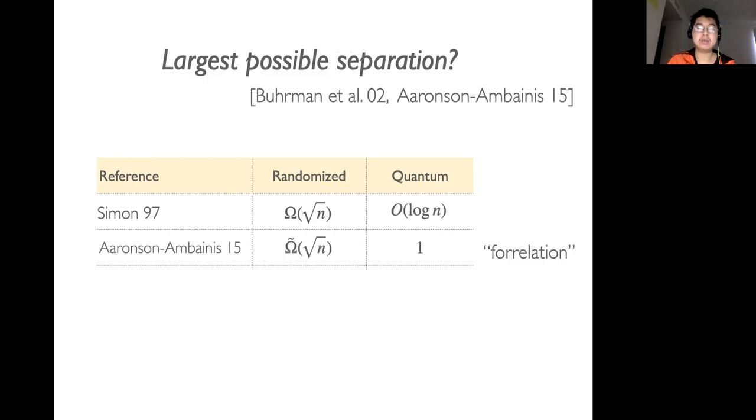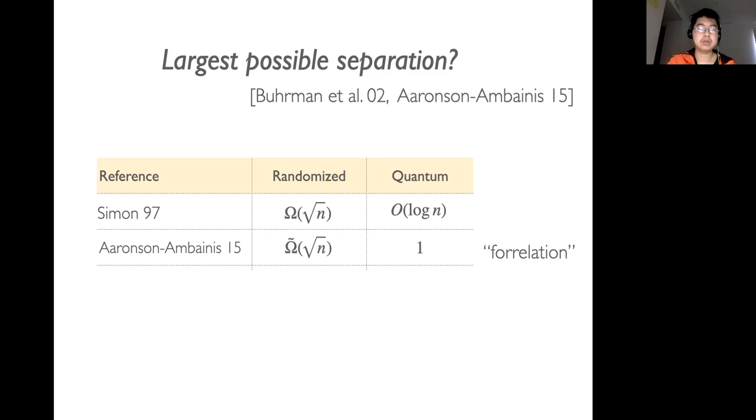Towards resolving this question, Aaronson and Ambainis introduced the Forrelation problem. They showed that there is a quantum algorithm using a single query that solves the Forrelation problem. However, a randomized query algorithm would require at least square root of n queries.